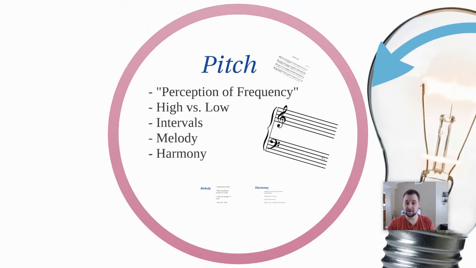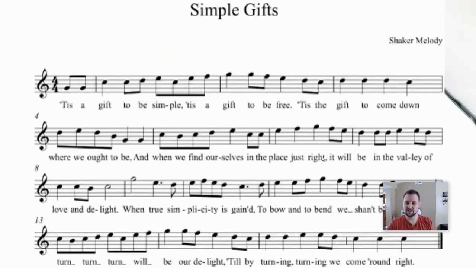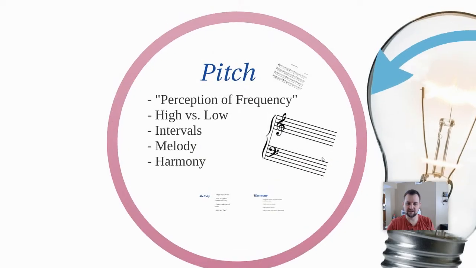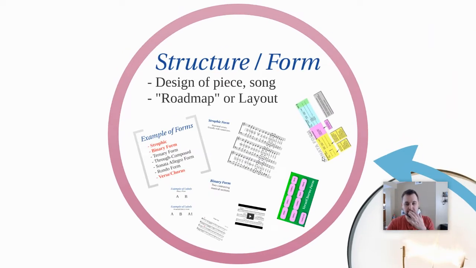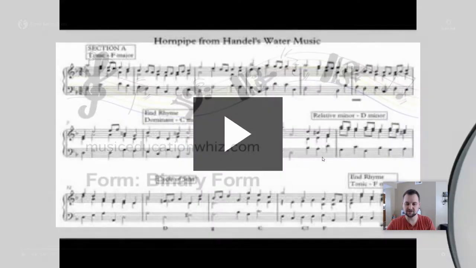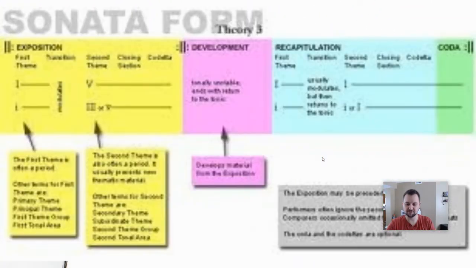Then day 2, we talked about pitch. We talked about its definition, high and lows, intervals versus chords, melody and harmony. We talked about the grand staff. I showed you what it looked like. We watched a video. Pretty cool stuff. The next one we talked about was structure and form, which is, well, you watch the video to find out. Then we talked about 3 specific examples of structure and form: strophic, binary form, and verse chorus.